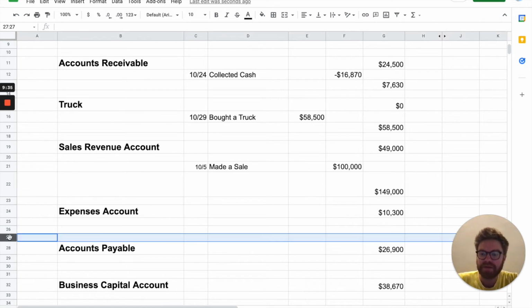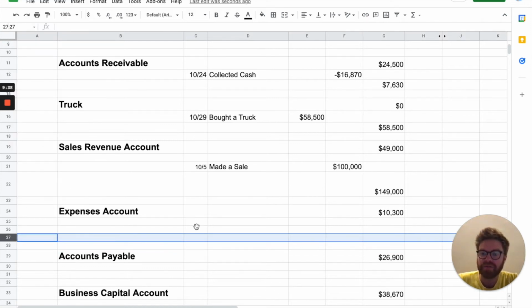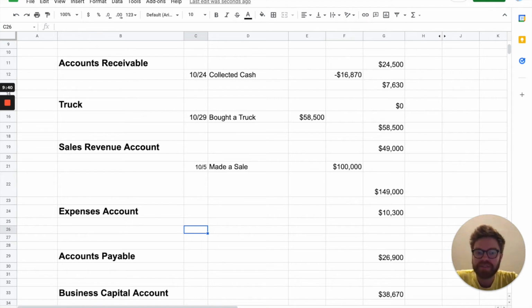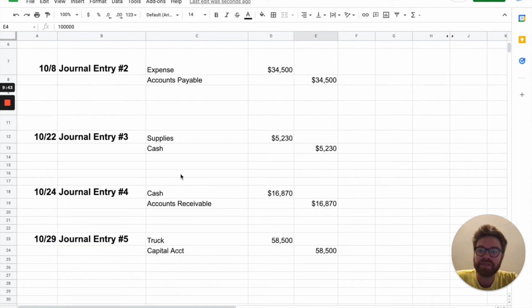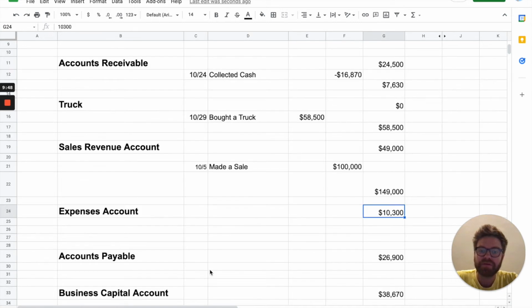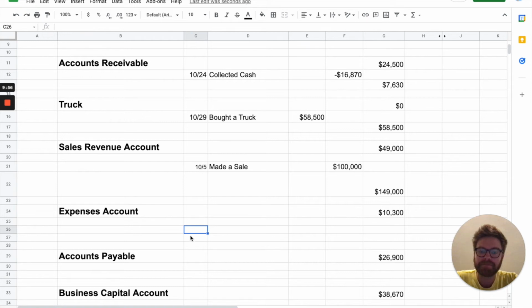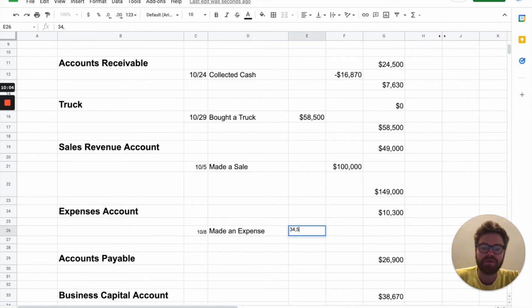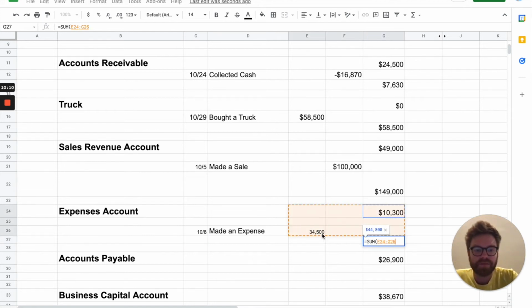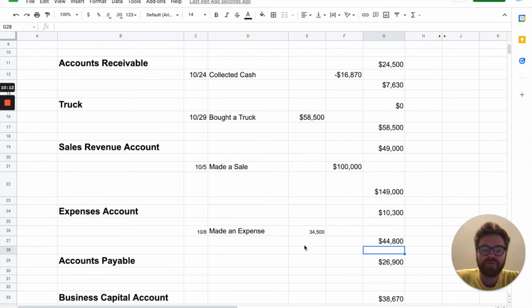Now expenses here, let's take a look at what we have for expenses. So expenses, 10,300 was our original balance, and then if you look over here, it increased, debited 34,500. So let's add that in. So this was on 10/8. And we just made an expense. It's going to be increased by 34,500. So we'll sum these up. That was all there was. Now we're at 44,800.